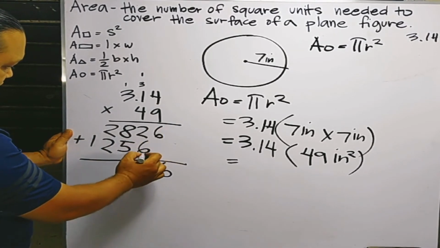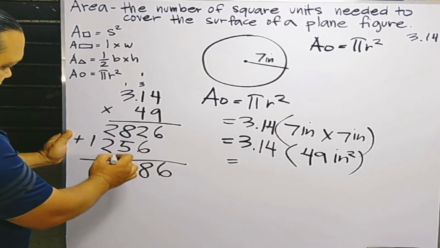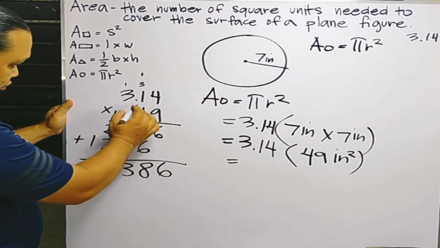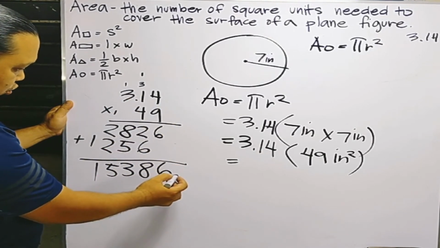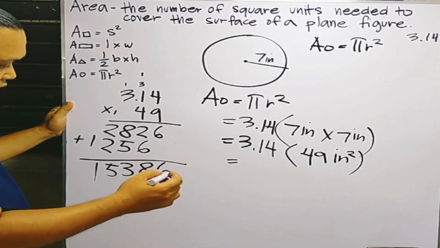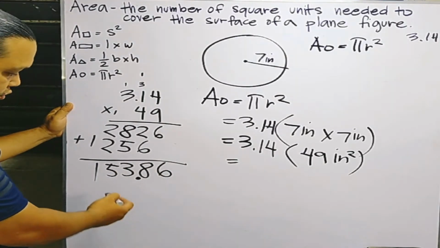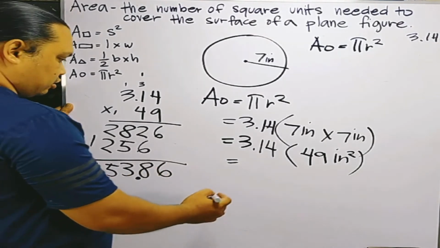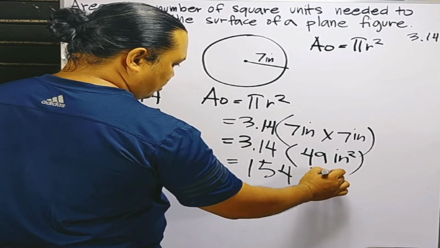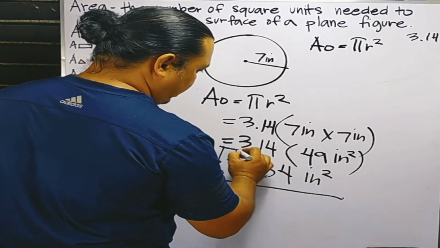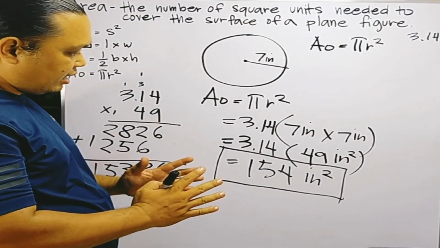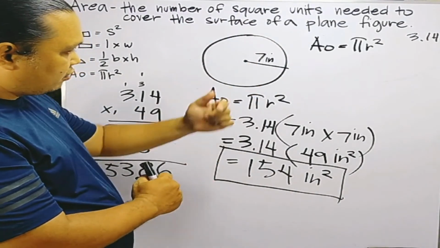Let's add. Bring down 6. 2 plus 6 is 8. 8 plus 5 is 13, 3 carry 1. 5 and 1. For our decimal point, we have 2 digits after the decimal point, so from here 2 steps to the left, 1, 2. So we have 153.86. If we round this off to a whole number, 153 plus 1 is 154 square inches. And this will be the area of a circle that has a radius of 7 inches.